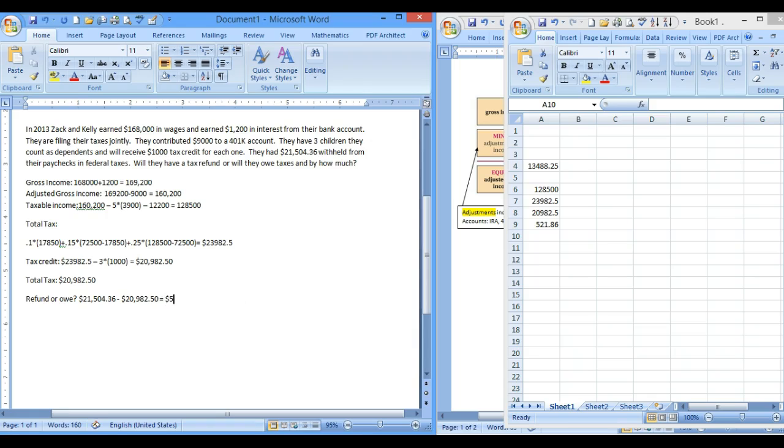So $521.86. And we're going to highlight that. They get this money back, so I'm even going to state this is a refund. Refund time. All right, I hope that was helpful to see a couple of these worked out.